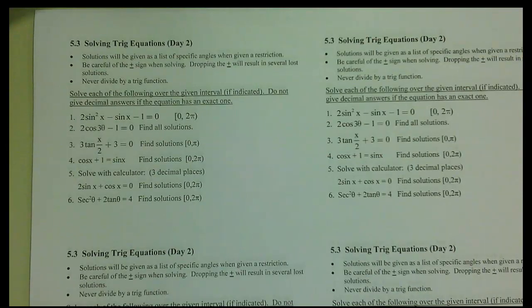And remember we talked about last time, if it says all solutions and doesn't give you a restriction, then you need to write an equation to represent all angles that are a solution no matter the rotation, so all those coterminal angles. If you are using a plus or minus sign, be really careful, because if you drop that plus or minus sign, you're going to definitely lose lots of solutions.